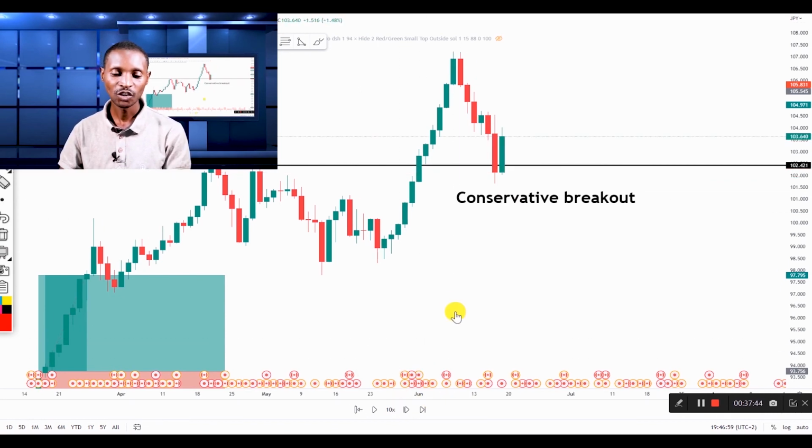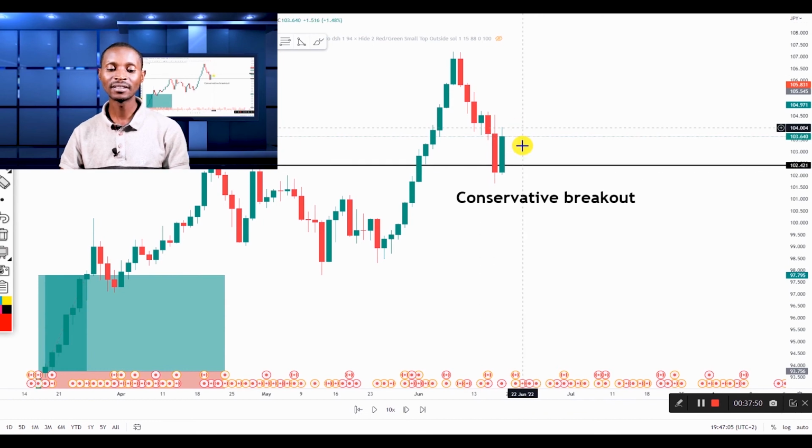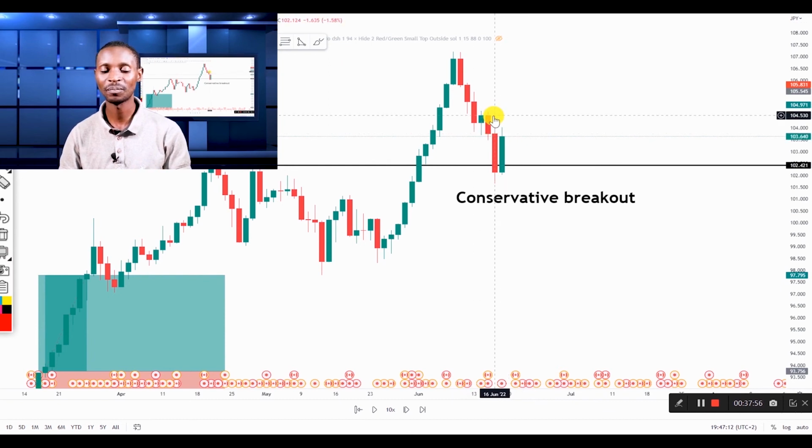So by waiting, you see that the market has given us a bullish harami, which is another bullish reversal candlestick pattern. If you are familiar with candlestick patterns, you know that the bullish harami is a reversal candlestick pattern.